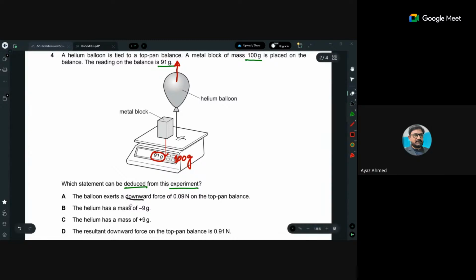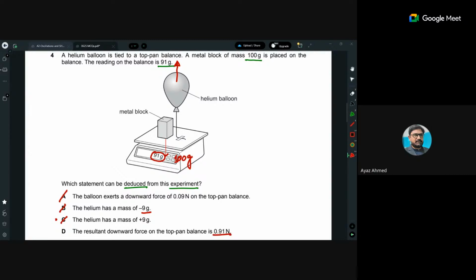If it would be downward force, then the number should be more than 100. So A is gone. The helium balloon has a mass of -9 gram. Mass can never be negative, so it is cancelled out. Helium balloon has a mass of +9 grams. If that would be a mass in grams, it would be added in the number. So this is also gone. So the resultant downward force on the top pan balance is 0.91 Newton.